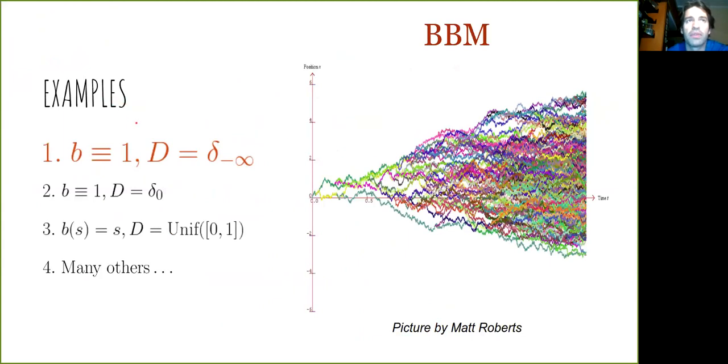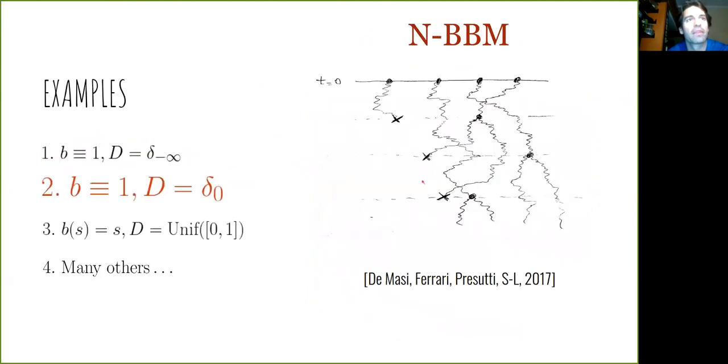Okay, the first example we show is the standard branching Brownian motion that is obtained by these particular values of b and d. In the branching Brownian motion, every particle branches at rate 1 into 2. And in the rest of time, they behave as independent Brownians.